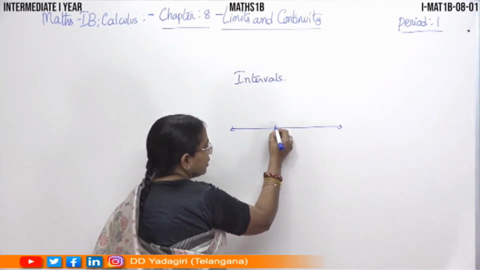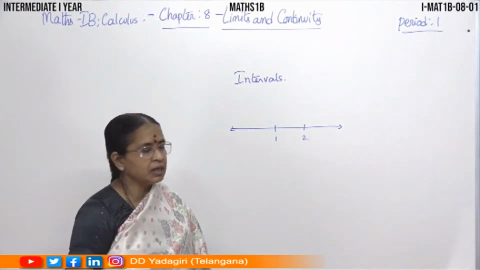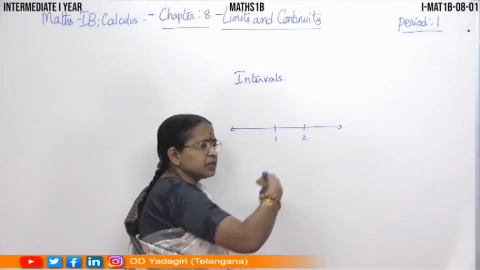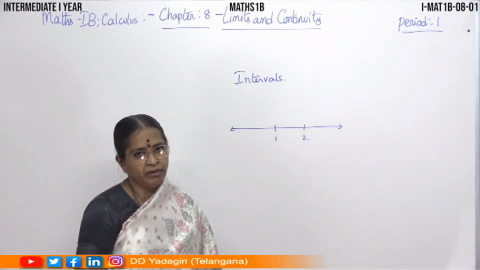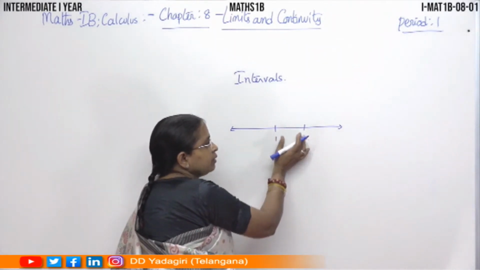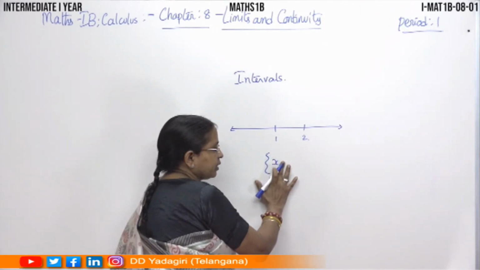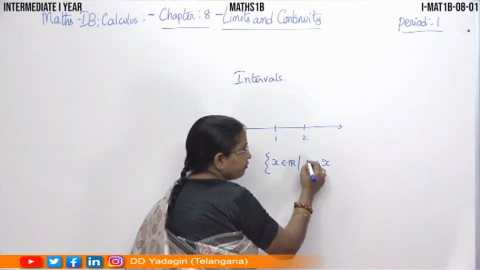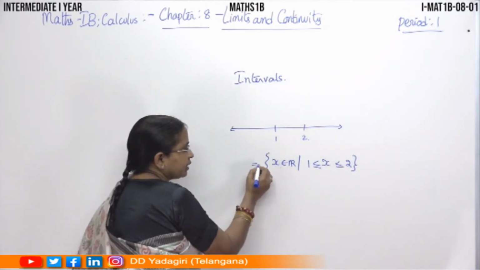Suppose that I have a number 1 here and a number 2. Between 1 and 2, can you say how many real numbers are there? At least after 1, can you say what is the next real number? You cannot say. It can be 1.0001. We cannot say the exact number after 1. So all real numbers lying between 1 and 2: the set of all x, x is a real number such that x lies between 1 and 2. This is denoted by the interval.